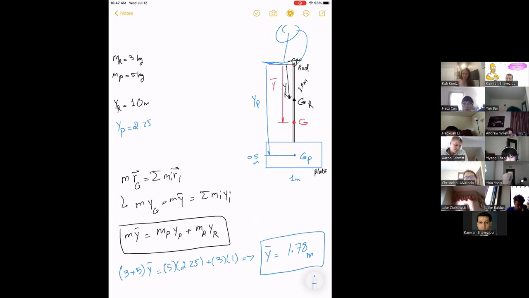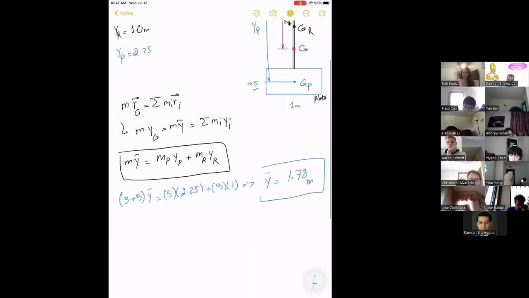Negative, because remember, this is a vector analysis, so the signs matter. This is your reference line, right? If the other side is negative, this side is positive. So for this case, both are the same direction, so we're good.